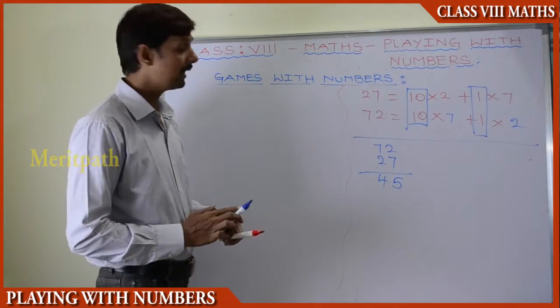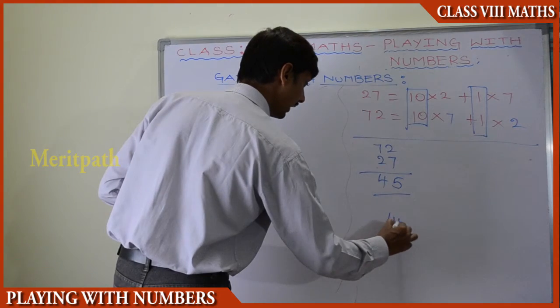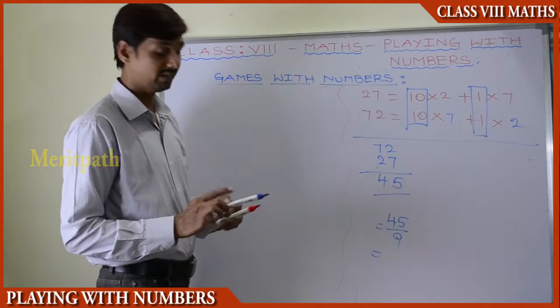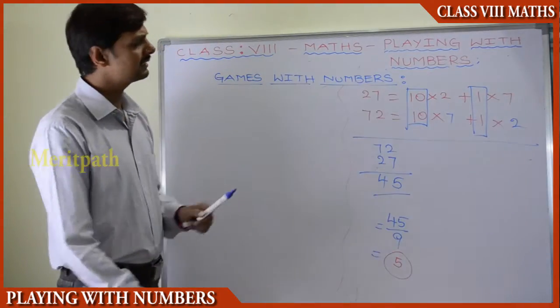We got 45, and let's divide this 45 by 9. So after division by 9, how much do we get as the answer? 5. You tell me 5. So 5 is the result. There is no remainder. Let's see why it is happening.